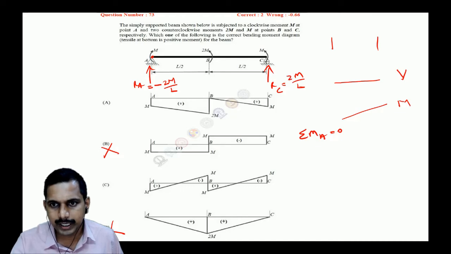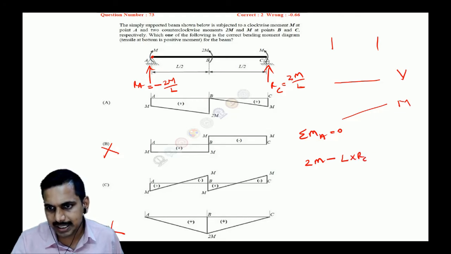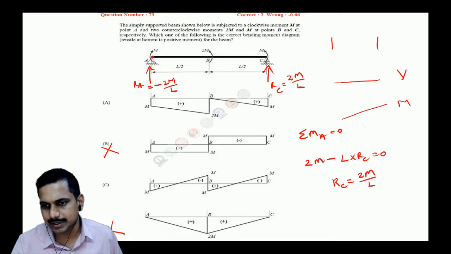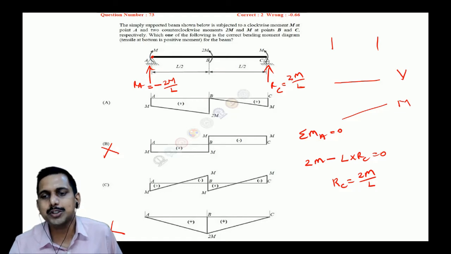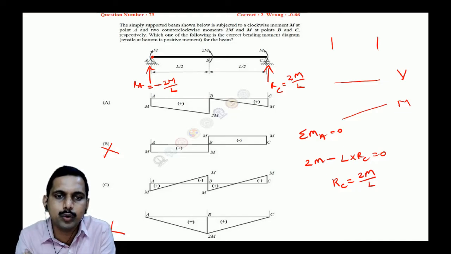So what I get with respect to MA, if I take 2M minus L into RC is equal to 0, means I get RC is equal to 2M by L. Is it not, students? Since RC is equal to 2M by L, what is RA? Minus 2M by L, correct? Because sigma F is equal to 0. So that is minus 2M by L, correct? So now how do we go forward?